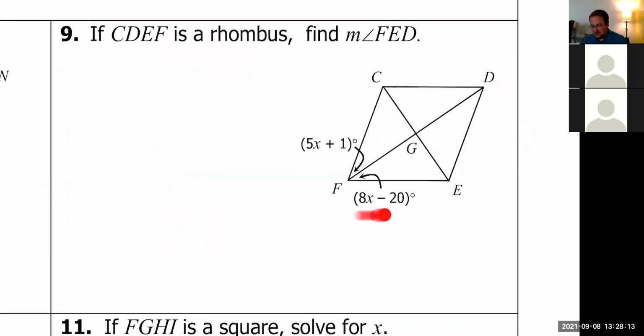What can I do with these 2 expressions? Why can I set them equal? They are being bisected. The diagonals in a rhombus bisect the opposite angles. Well, bisect means cut in half, means 2 equal parts. So these 2 expressions should be equal to each other. So 8x minus 20 must equal 5x plus 1.